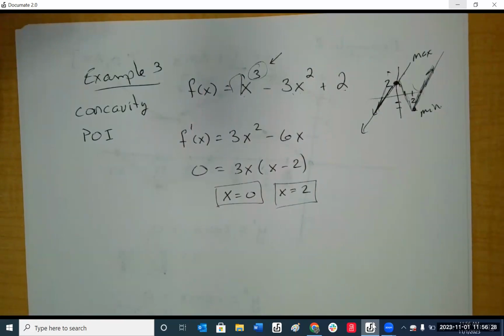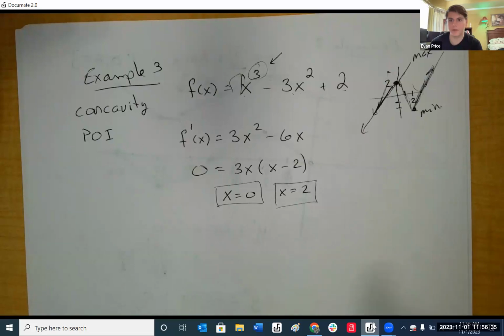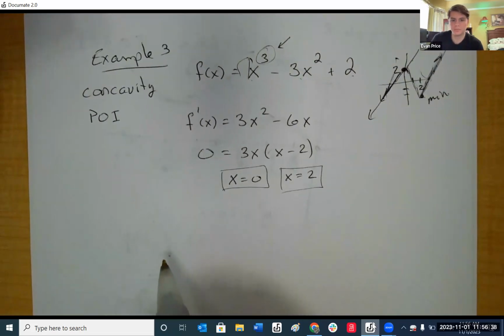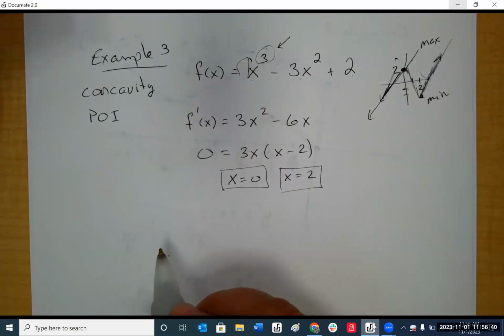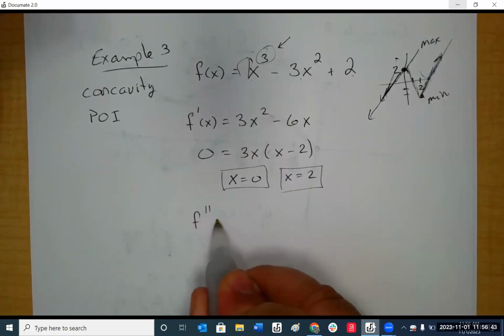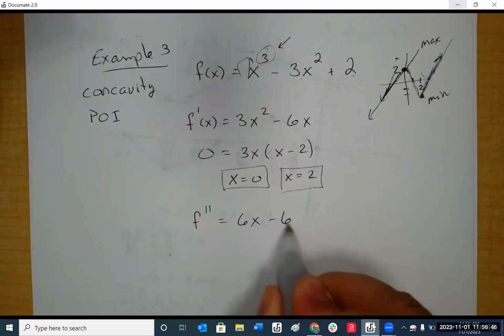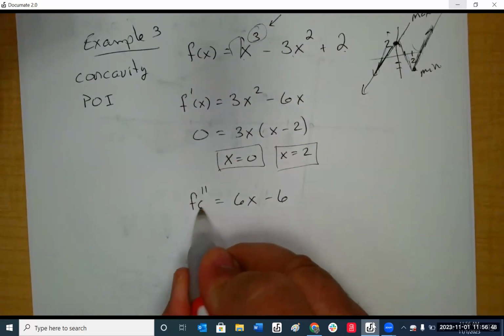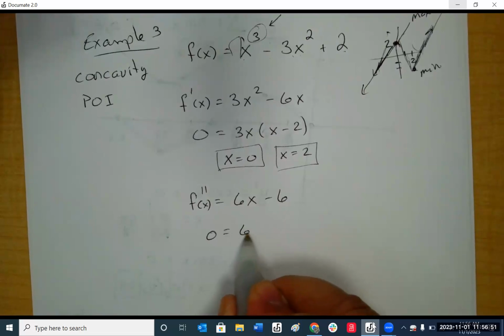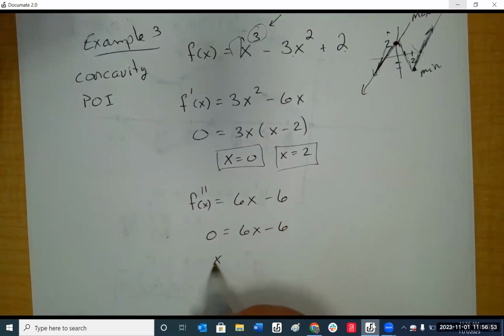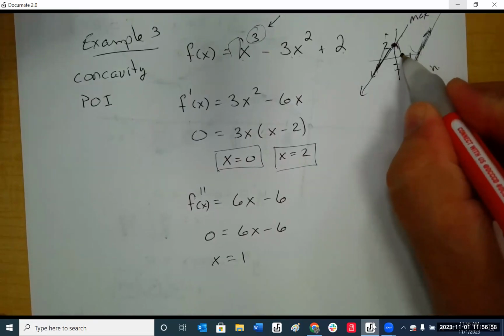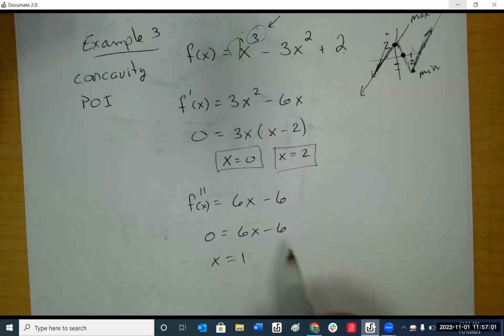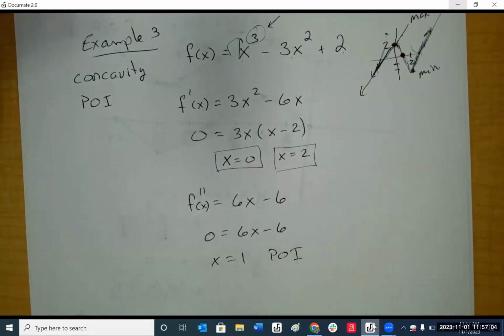So where is the function concave down? At the maximum? Nope, it's an interval. Concavity is in an interval. We have to set the second derivative equal to 0. X equals 1. So at 1, that's our point of inflection. This is the point of inflection.